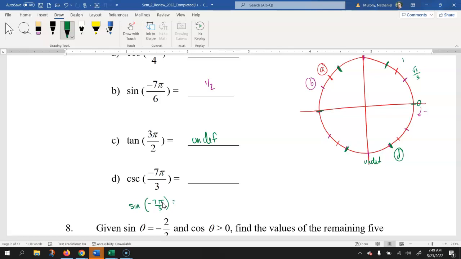So that's where point D would be. Now remember, at that point, the y value, the sine value, would be square root of 3 over 2. But remember, we're dealing with the cosecant. Cosecant is the reciprocal of the sine function. So the reciprocal of square root of 3 over 2 would be 2 over the square root of 3. Oh, and it would be negative because it's down there in quadrant 4. Quadrant 4 is where sine is negative. So that's what this would be. But we just have to rationalize the denominator. So if I multiply the numerator and the denominator by the square root of 3, we get negative 2 square root of 3 over 3 as your answer.